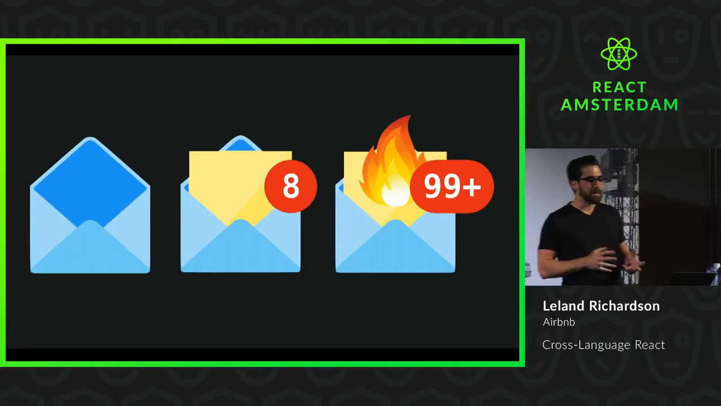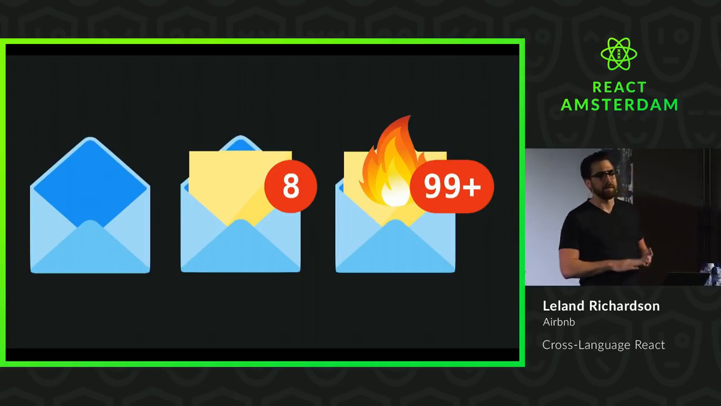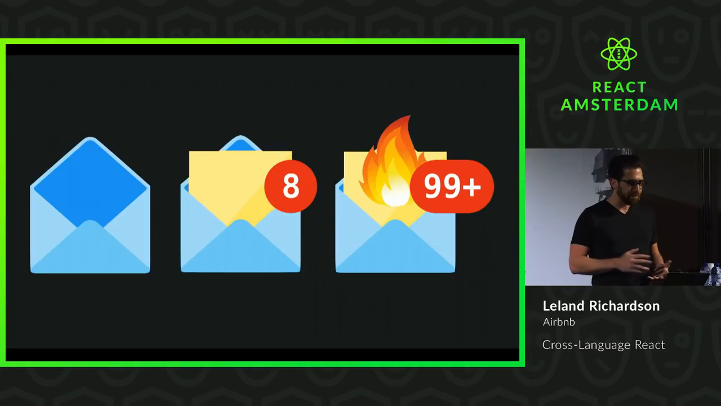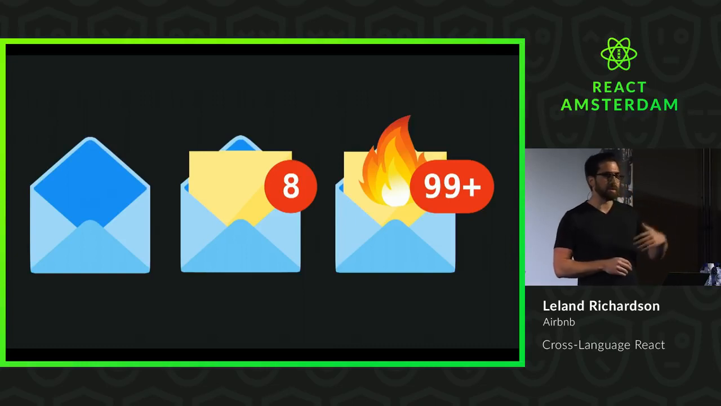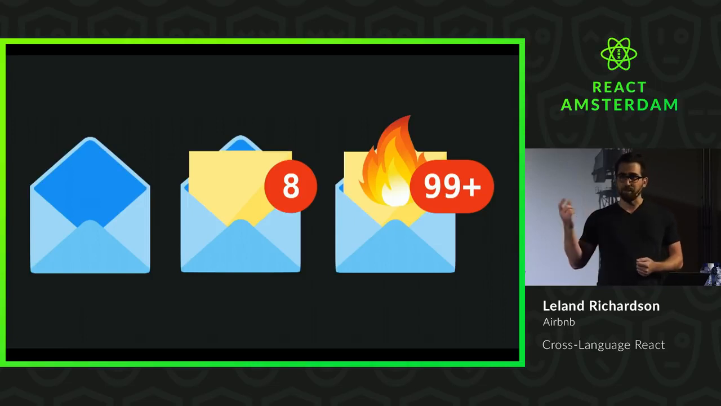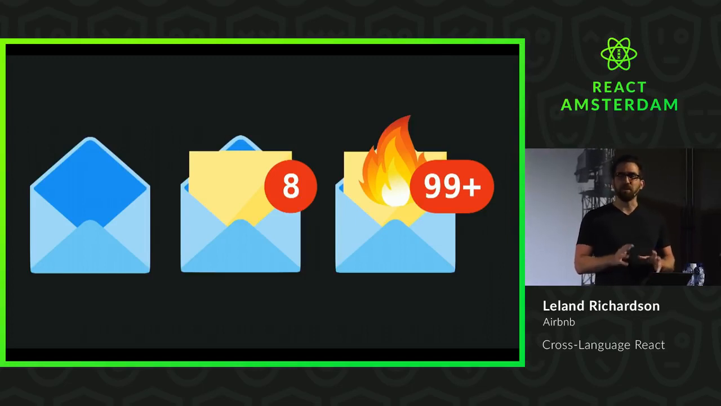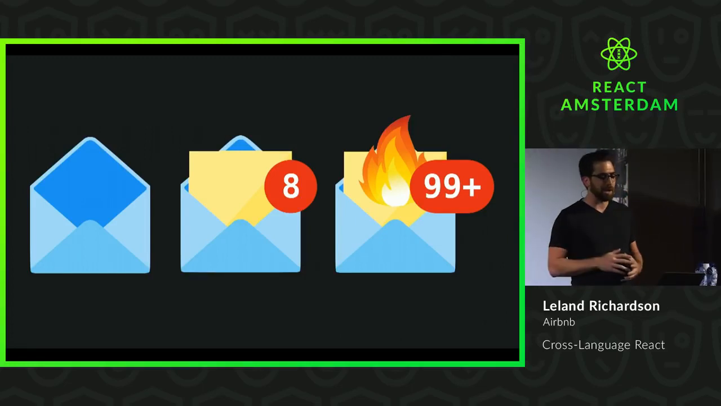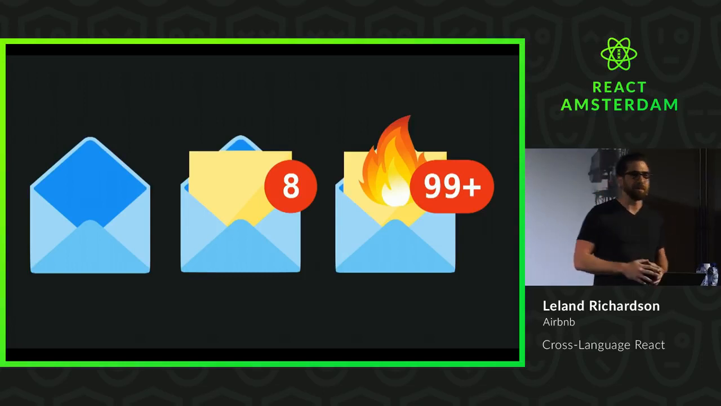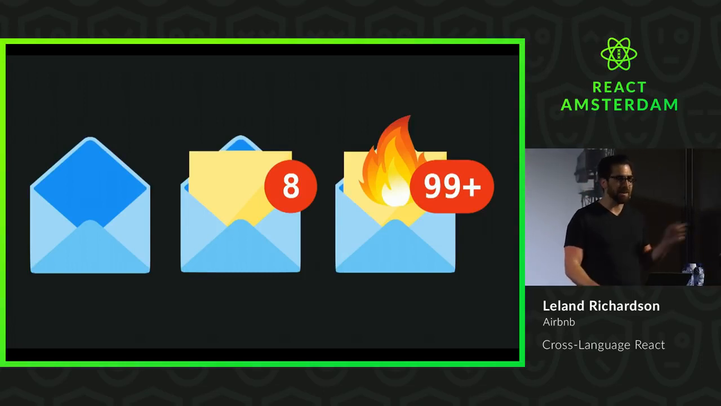In this case, you can think of our application state as the number of unread messages that we have. For 0 unread messages, we're going to render an empty envelope icon. For more than 0 unread messages, we're going to render an envelope with a badge with a number indicating that count. And then we're going to be a little bit fun. Once we hit 99 or above, we're going to render a flame icon and just say 99 plus, because who cares after that?